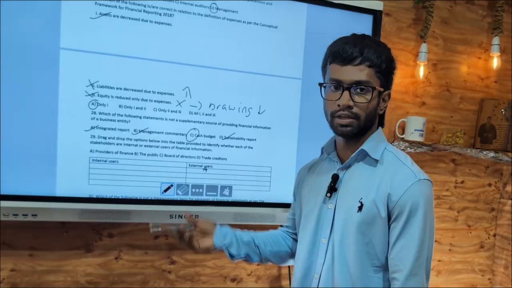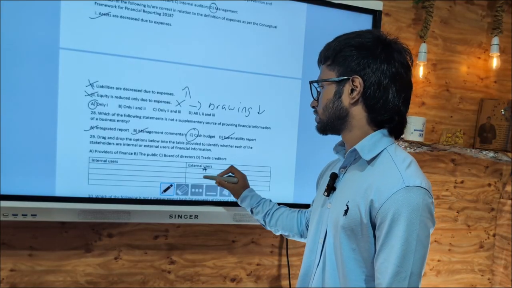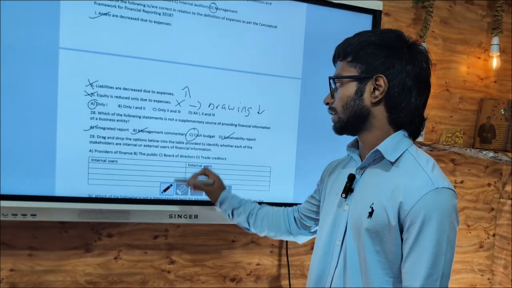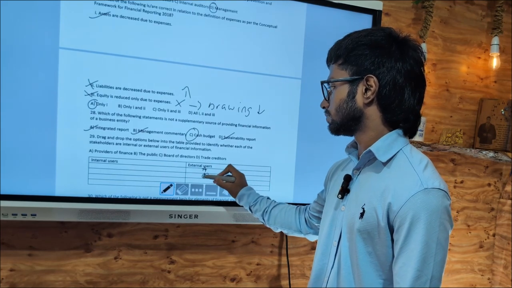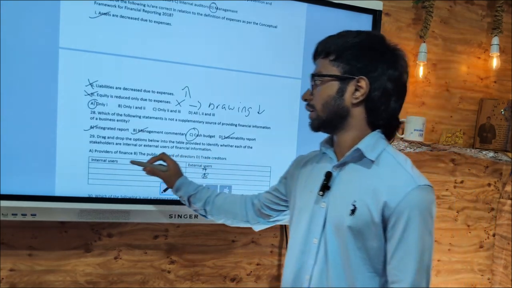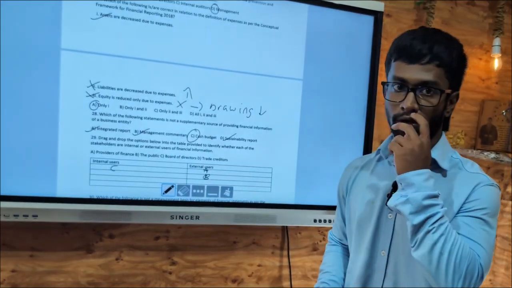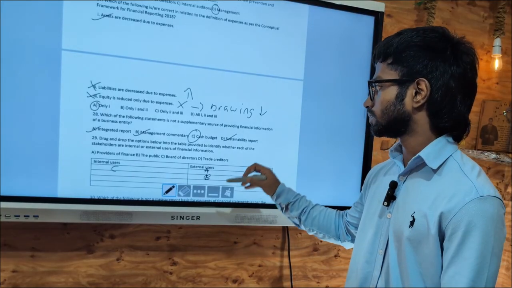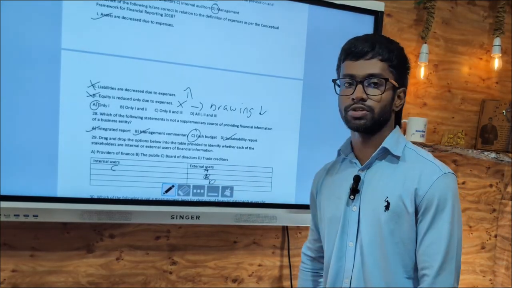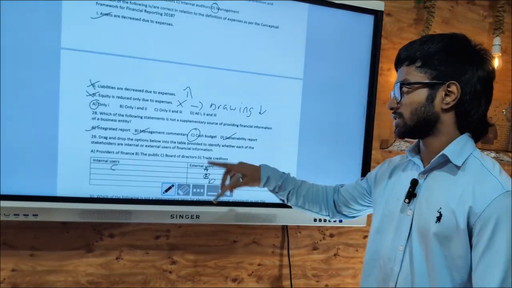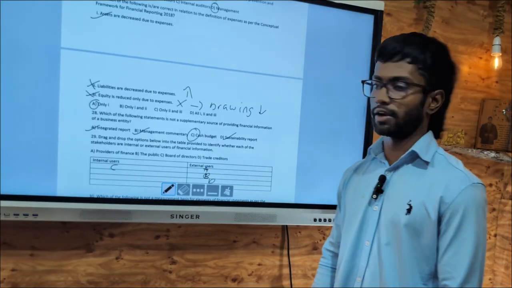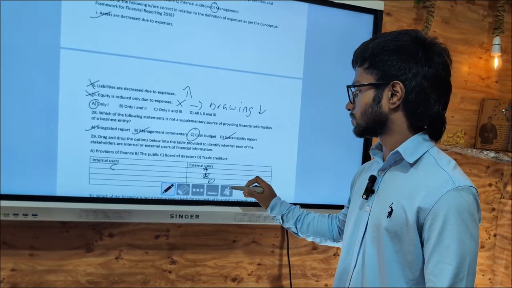The public is also coming from outside, right? Outside the organization. Board of directors. No, sorry, this is B, yeah. C, board of directors, internal users, people inside the organization. Trade creditors also outside, external users. So like this, you get as well to drag and drop. Then we'll move on to the next few questions.